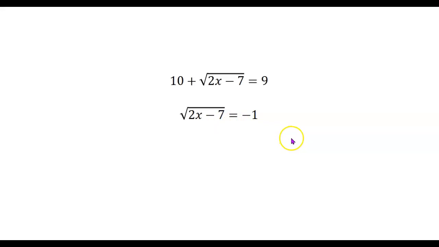Now, do you notice what's going on here? We've got a square root equal to a negative number. Can that happen? Can we have a square root of something being equal to a negative number? No. So right now, I can see that this equation has no solution because it's got a square root equal to a negative.